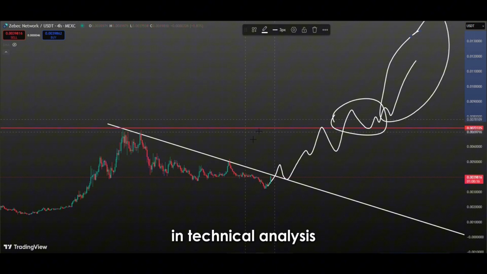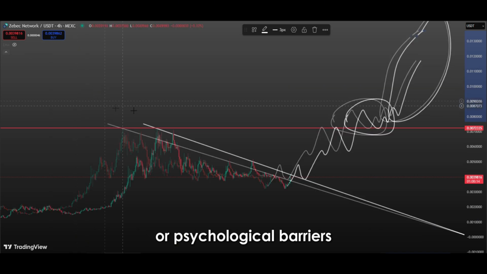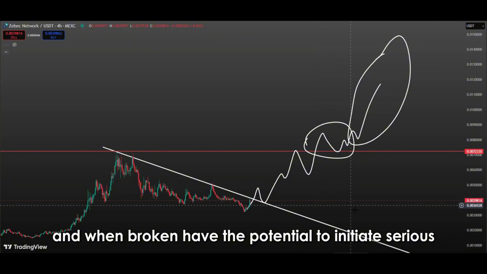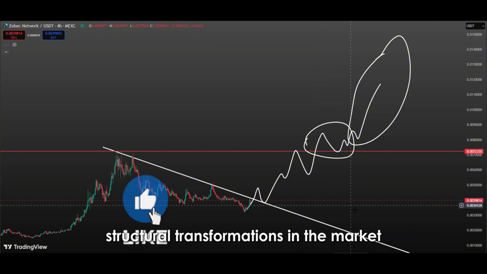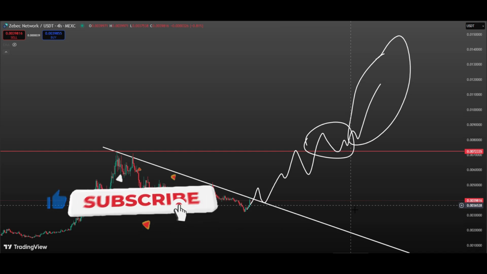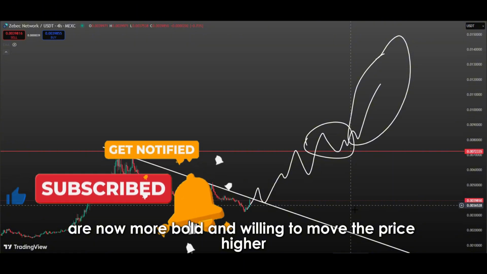In technical analysis, such levels are often referred to as key resistance or psychological barriers, and when broken, have the potential to initiate serious structural transformations in the market. Currently, the price is positioned very close to this critical level. The approach to this level suggests that buyers are now more bold and willing to move the price higher.